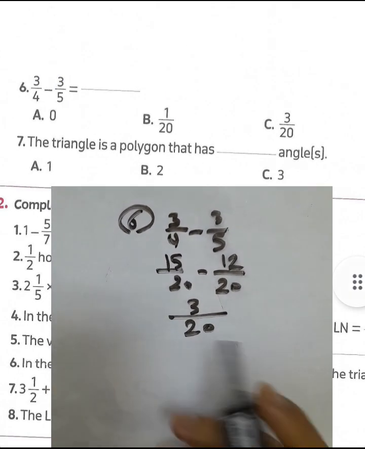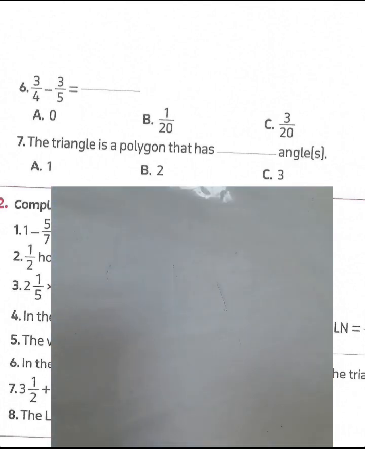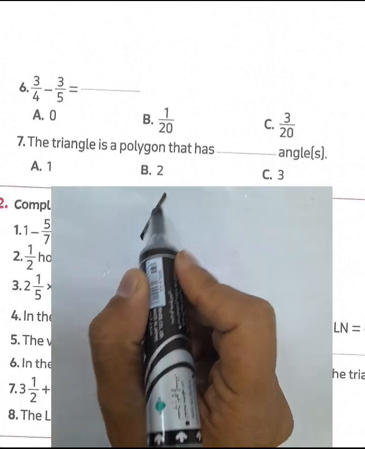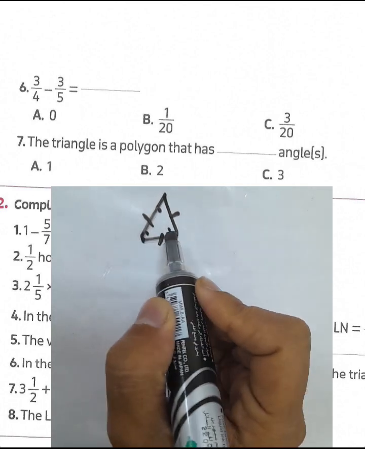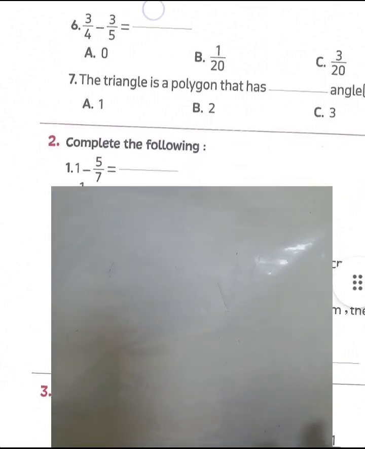Question number 7. The triangle is a polygon that has how many angles? Any triangle has 3 angles, such as the equilateral triangle has 3 angles. Any triangle has 3 sides and 3 angles. Then we must write 3. Choose letter C.